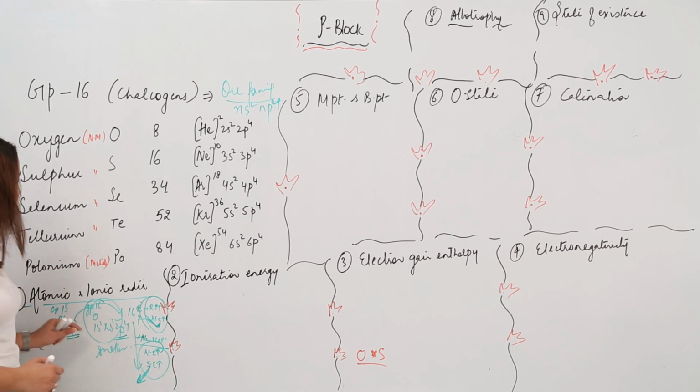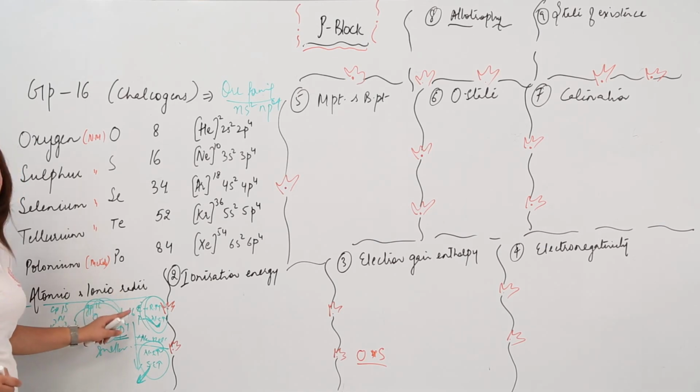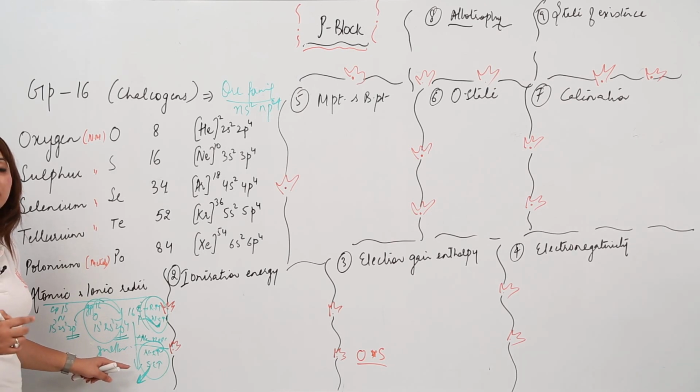So this is the atomic and ionic radii. I think it's clear. If we compare with group 15, group 16 is smaller due to increased nuclear charge, but within group 16, the size increases because there is an increase in the nuclear charge as well as the shielding effect, but the shielding effect is more pronounced, right? So this leads to the expansion of the electron cloud.